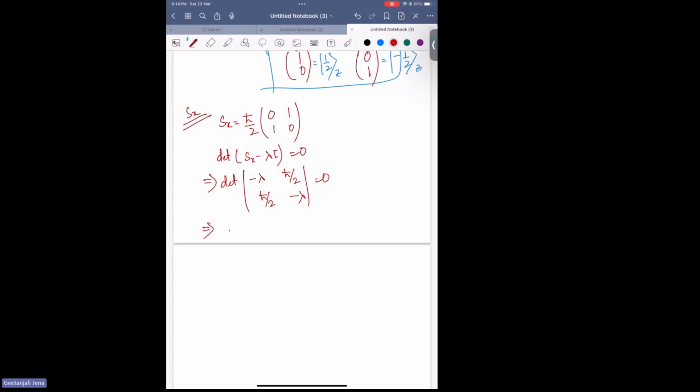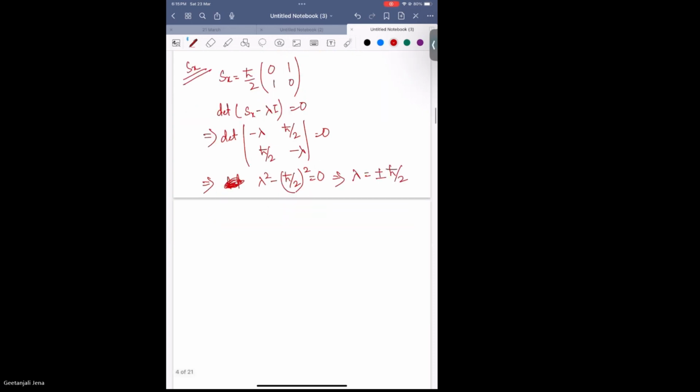So the determinant will be lambda squared minus (ħ/2) squared equal to 0. That means lambda is nothing but plus or minus ħ/2. So the eigenvalues of Sx are also plus or minus ħ/2. Now let us see what the eigenvectors are.